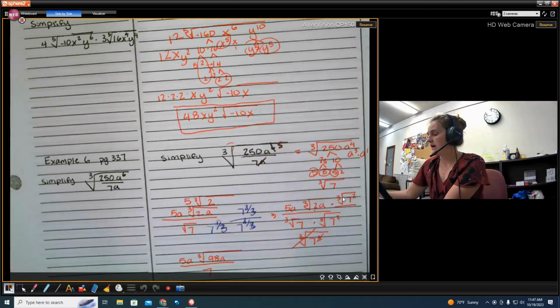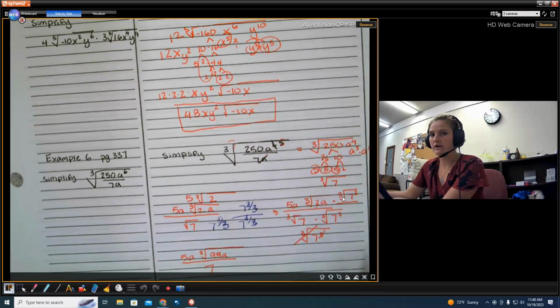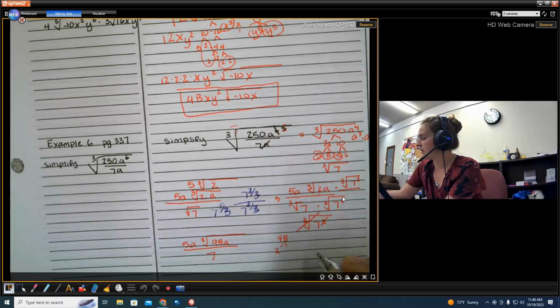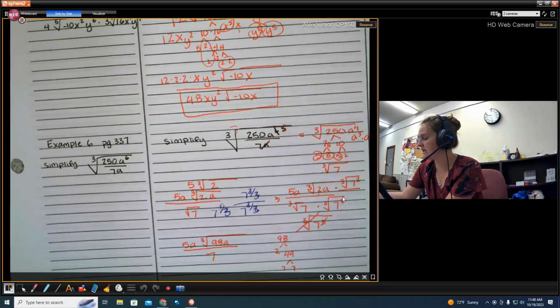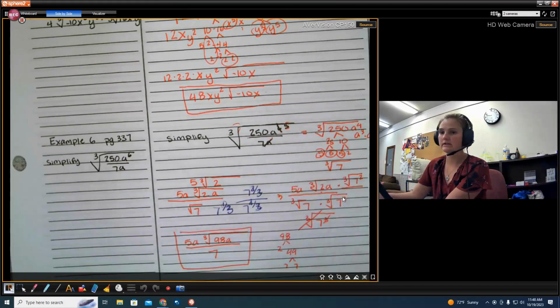Okay, so we could go through this again to make sure we can't simplify any further. The cube root of 98, so 98 is divisible by 2, which would be 49, 7, and 7. So there isn't any groups of 3 that I can pull out, so this is my simplest answer.